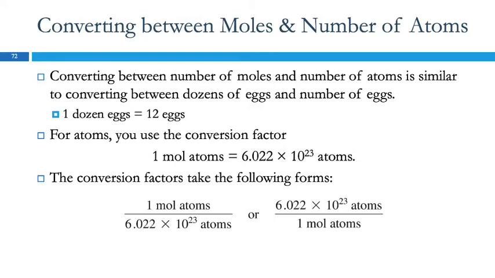So I think all of you could tell me how many eggs are in a dozen eggs, right? How many eggs are in 5 dozen eggs? 5 times 12, right? If you can do that, you can do this, okay? So for eggs, we would use the relationship 1 dozen is equal to 12. Here, we're using 1 mole, 1 chemist's dozen is this many. And so we can have 2 different conversion factors.